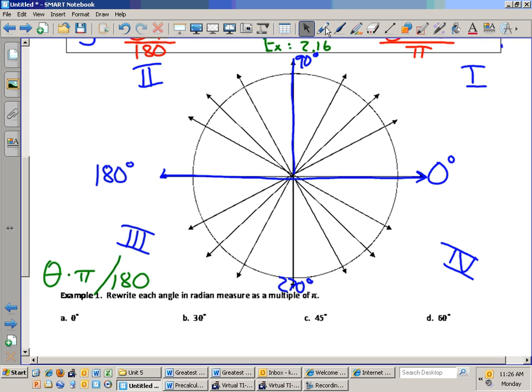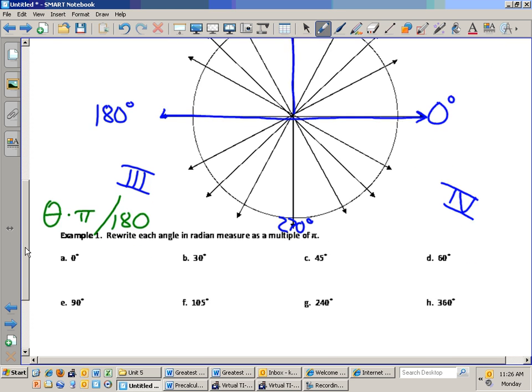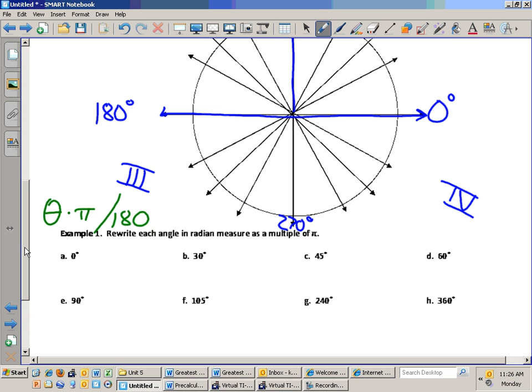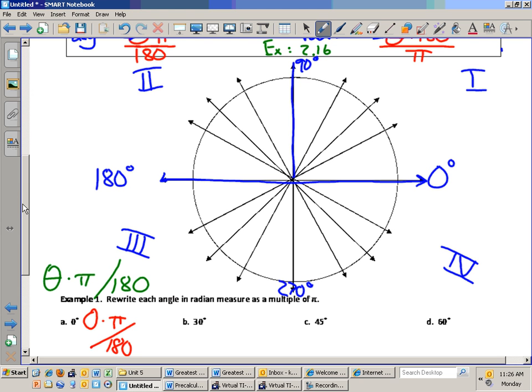So let's do a conversion process. We want to take 0 degrees and rewrite it as a multiple of pi in terms of radians. So I take 0, I multiply it by pi, I divide it by 180, and what do you get? 0. So 0 degrees is the same thing as 0 radians. Whereas if I move to 30 degrees, which is this spot right here, now I have a little bit different result. And here's how we do it.